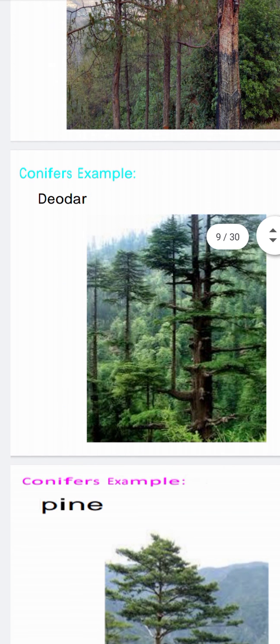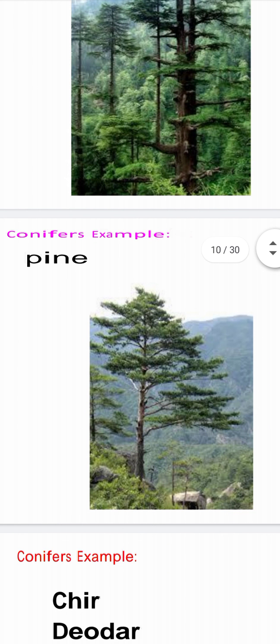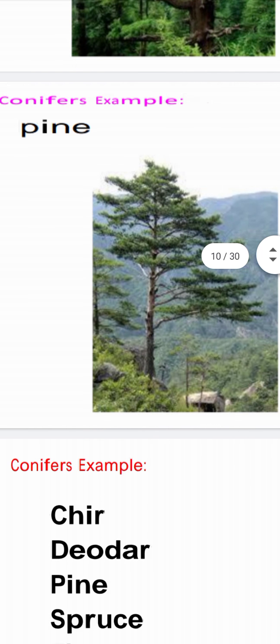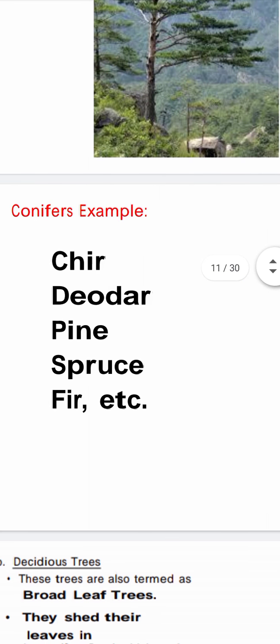Conifer examples: chir. This is a chir tree. Deodar, picture of a deodar tree. Pine, this is the pine tree. Conifer examples: chir, deodar, pine, fir, etc.